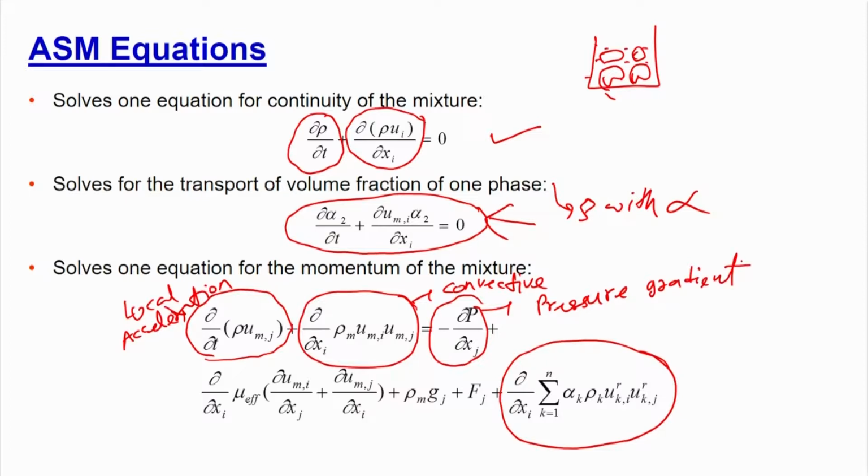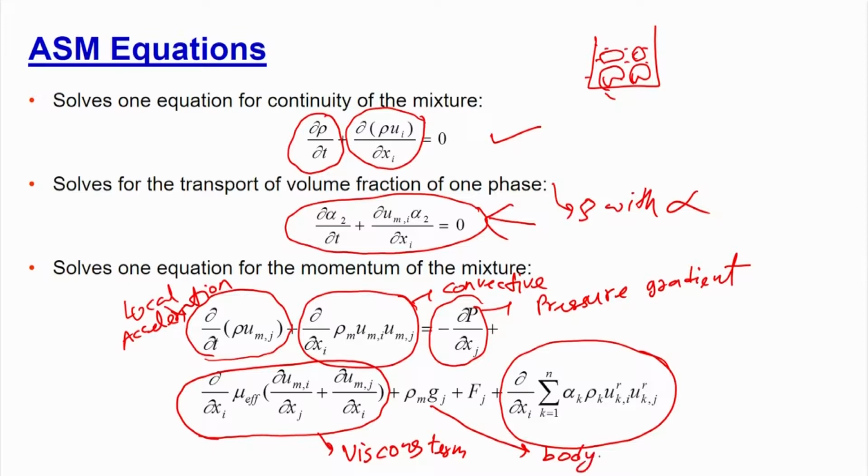Now, this is the viscous term. I have written it in two dimensions, that is why you are seeing the two terms. This is the viscous force or viscous term. This is the gravity or body force. This is any extra force, any additional force which is acting on that.